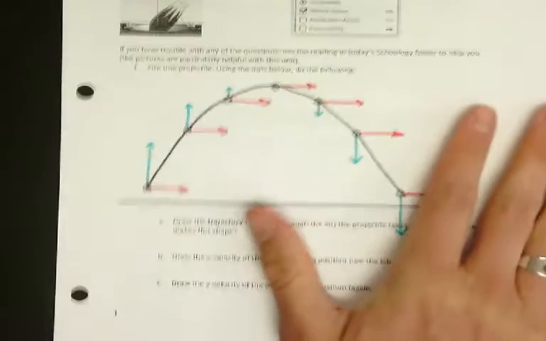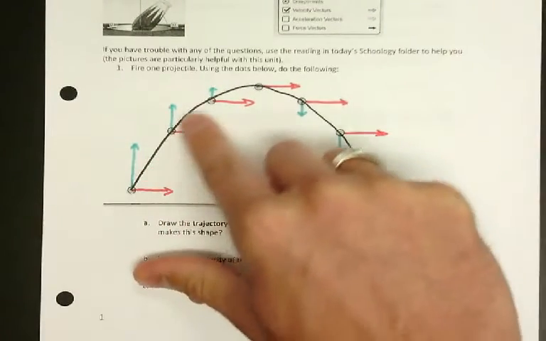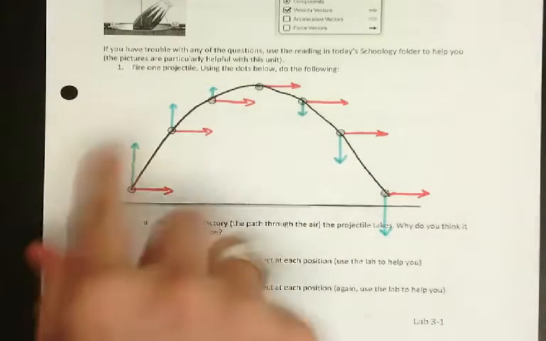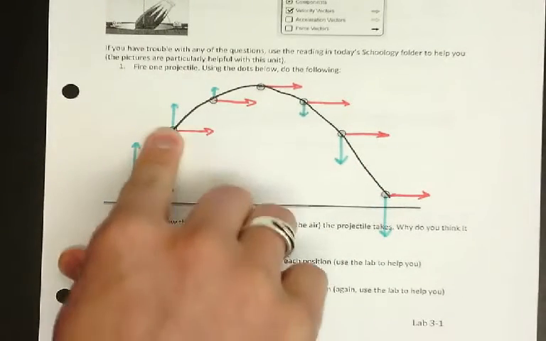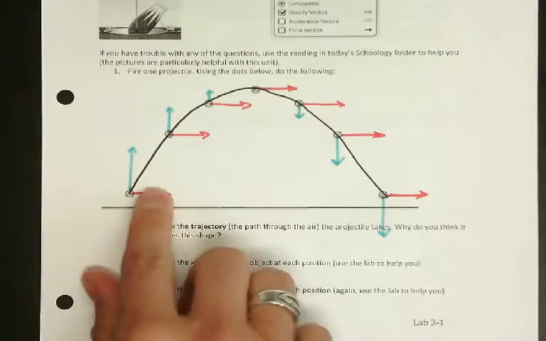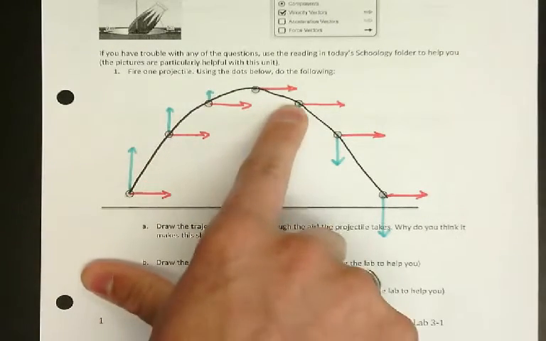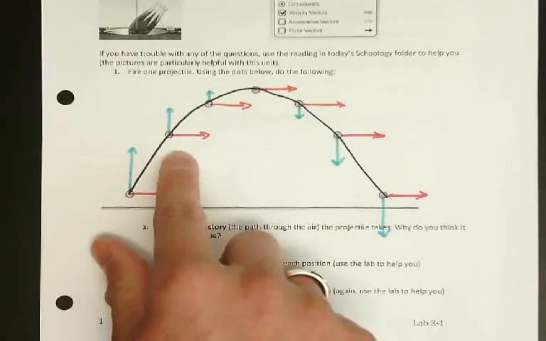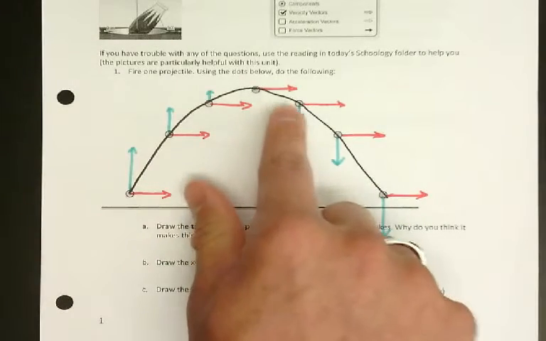So, we drew the trajectory that it follows. It follows a parabola. And it does that because it's going forward while it goes up and down. We drew the forward arrow, which is the exact same every single time. And we drew the vertical arrows that get smaller on the way up and larger on the way down.